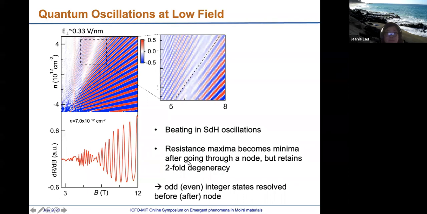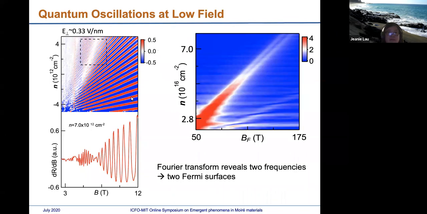Okay, so let's see, if we make the Fourier transform of our data, we clearly see 2 frequencies here. This tells us our oscillations have 2 different frequencies. Actually, you can directly see it from the beating, right? That's the signature of interference of 2 frequencies. And this tells us we have 2 Fermi surfaces.